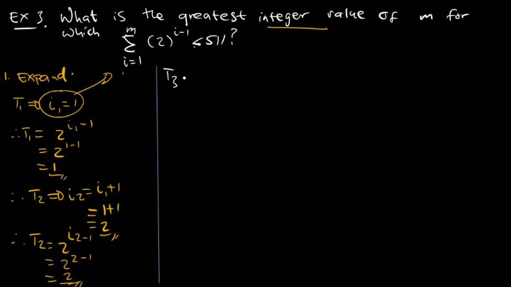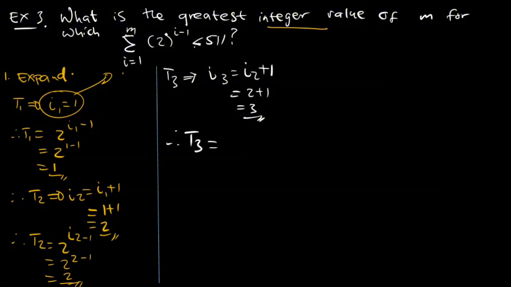So T3, what do we know about T3? I3 is I2 plus 1. Always plus 1. I2 was 2 plus 1, which is 3. Therefore, T3, you take that expression as it is. So 2 exponent I3 minus 1, you substitute I3, which is 3 minus 1, 2 exponent 2, which is 4.